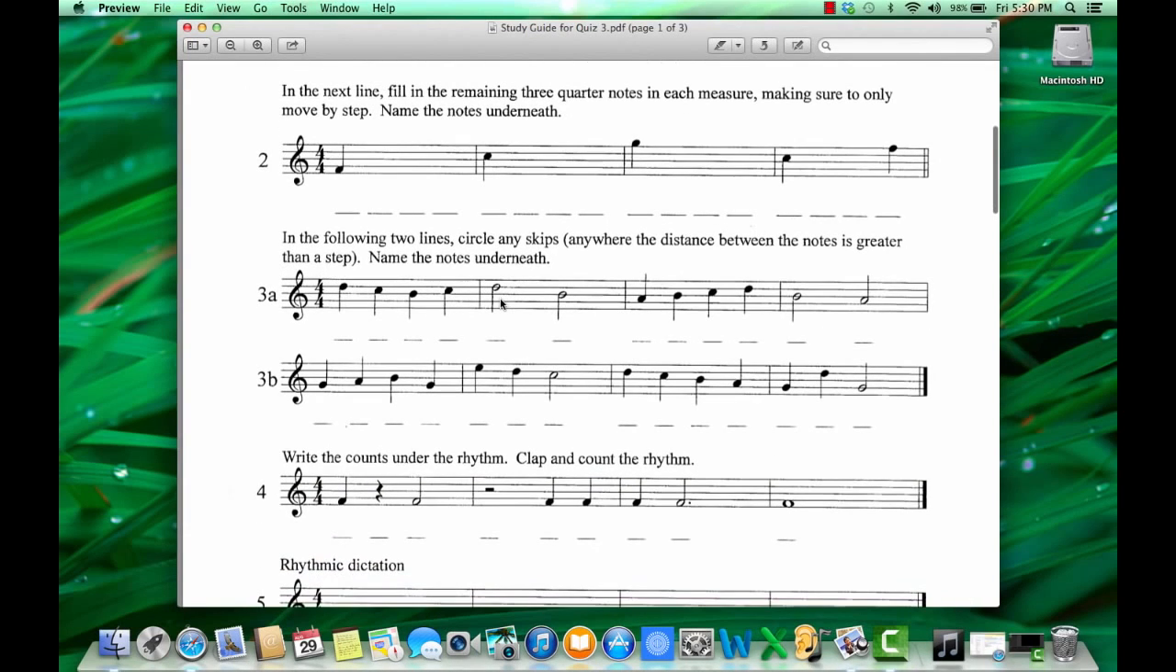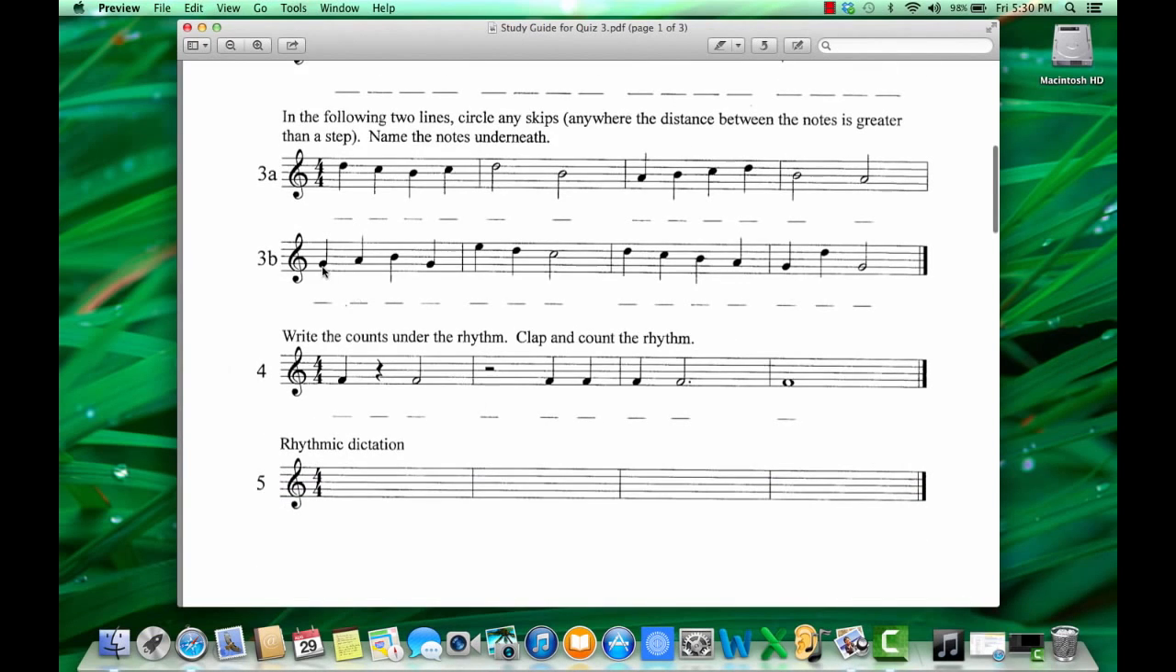In the following 2 lines, circle any skips. This is where we want to recognize when it's not in stepwise motion. D, C, B, C are all next to each other, but D down to B skips C. So we'll circle those because the directions tell us to. A, B, C, D all in a line. However, D down to B skips C. So we'll circle those 2 notes. Please do the same for the following line in 3B.